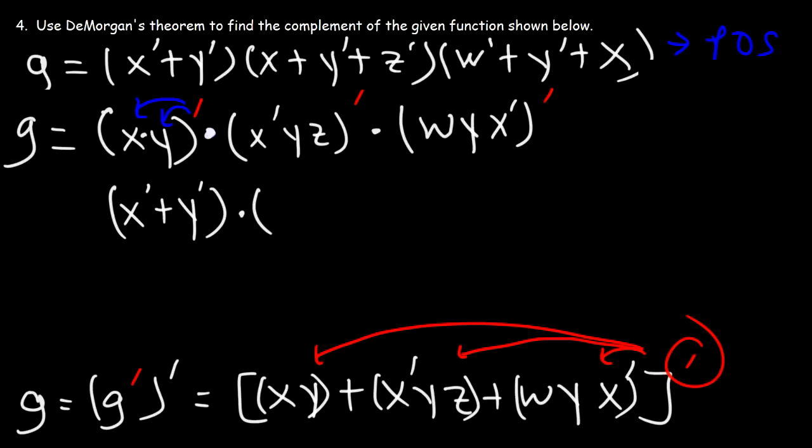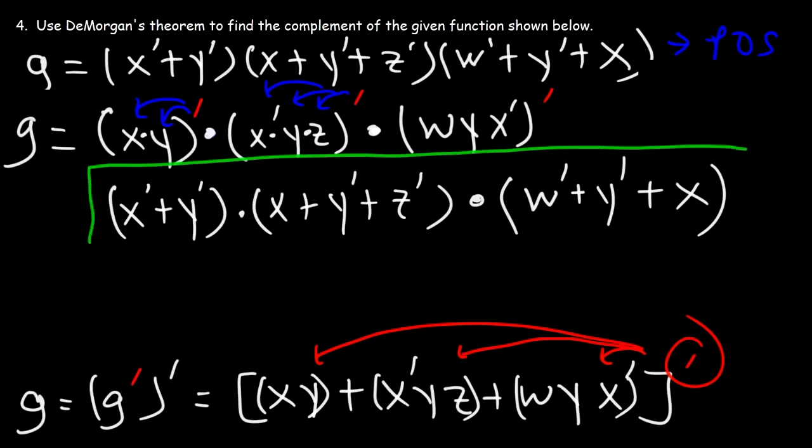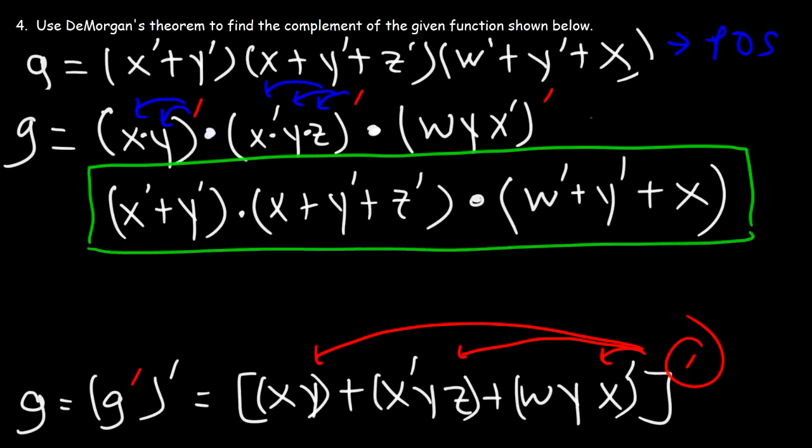Now we're going to keep this multiplication symbol. Now let's move on to the second one. Let's distribute the complement to everything inside that parentheses. So X prime becomes X, multiplication becomes addition, Y becomes Y prime, once again multiplication becomes addition, and Z becomes Z prime. This will not change, it's on the outside. And for the last one, it's going to be W prime plus Y prime plus X. And notice that this is the exact same expression that we started with.